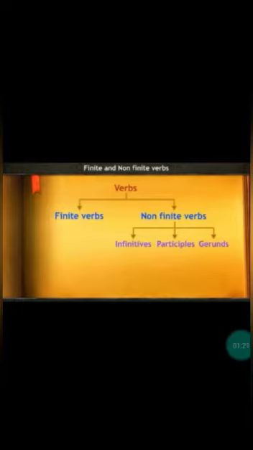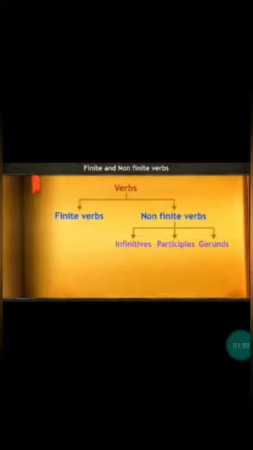What are infinitives, children? How to identify infinitive verbs? Infinitive verbs are 'to' plus verb. So wherever you see 'to' plus verb in a sentence, simply you can say that it is an infinitive verb. Participles. Participles are of two types: present participle and past participle, right? Present participle ends with the 'ing' form. Past participle ends with the 'ed' or 'en' form, right?